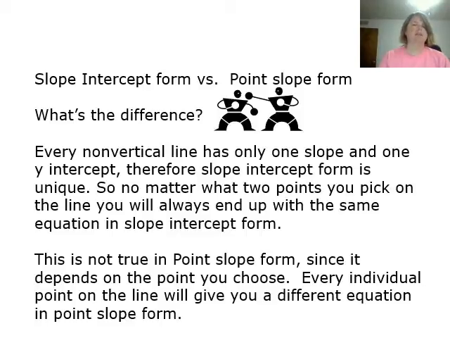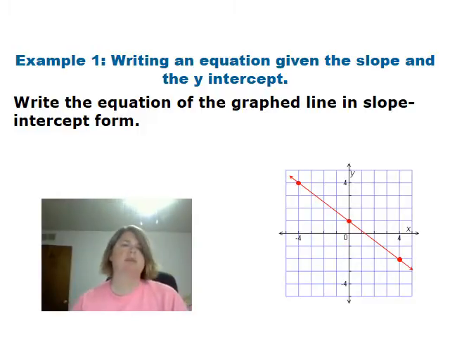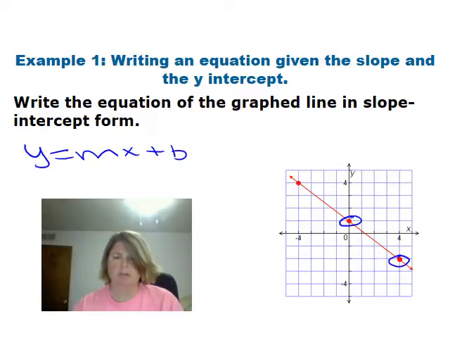So let's look at that. Here's an example. We're going to write an equation given the slope and the y-intercept. So write the equation of the line graphed in slope-intercept form. Whenever they give you a picture of a line, it's a lot easier just to use y equals mx plus b, because those are the two things that you can see. If they give you 2 good points, like these 2 good points I've circled, step 1 is to find out what b is. And you can see where it crosses the y-axis at 1.